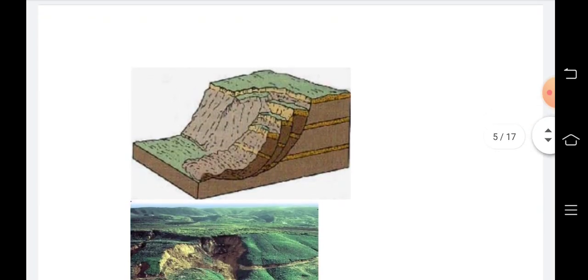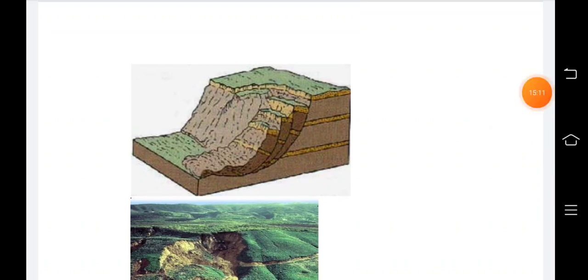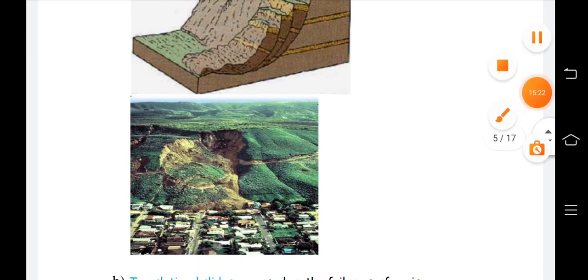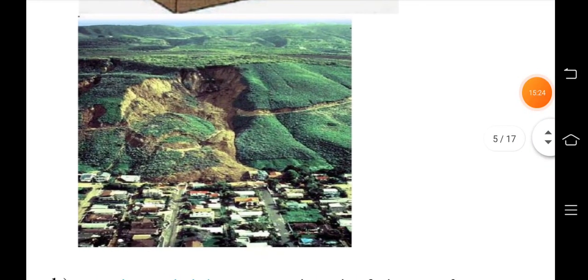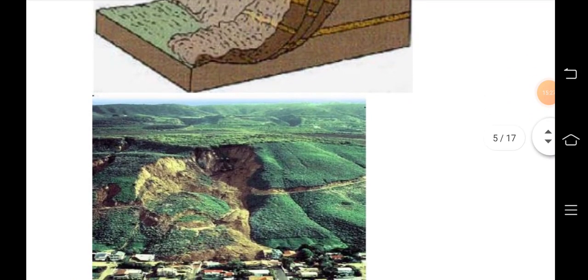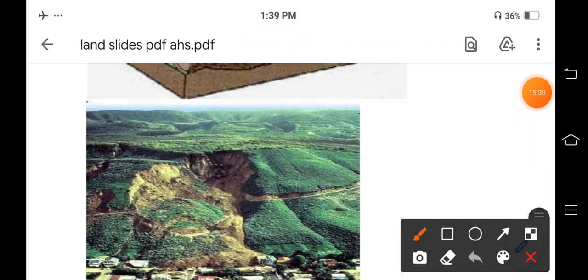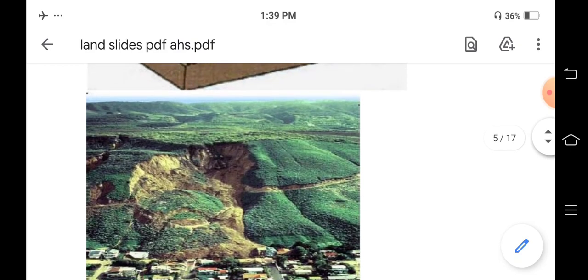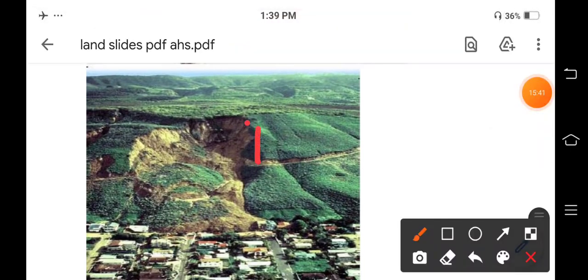In this rotational slide, most of the surface is a curved surface. If the surface is curved and concave, this is a rotational slide. In this diagram, if we zoom in, this is called a rotational slide. This kind of concave or curved surface, with the original position here, has a sudden movement and sliding occurs. That is called a landslide.